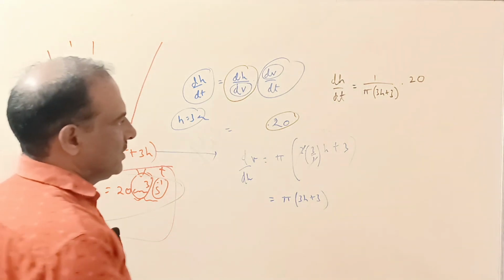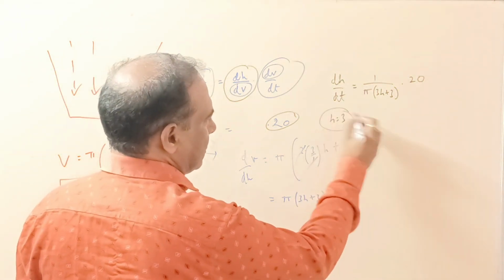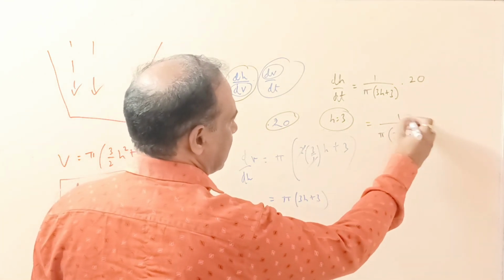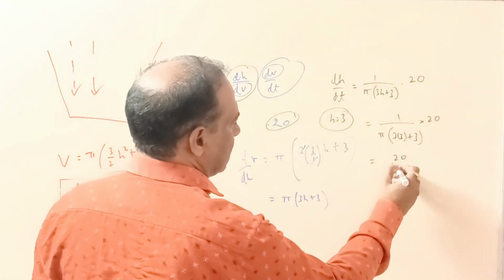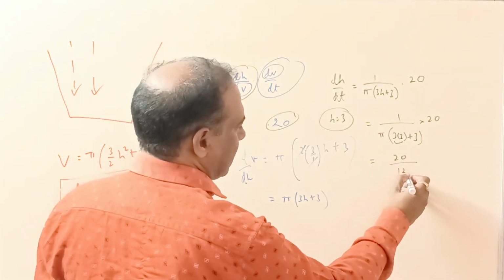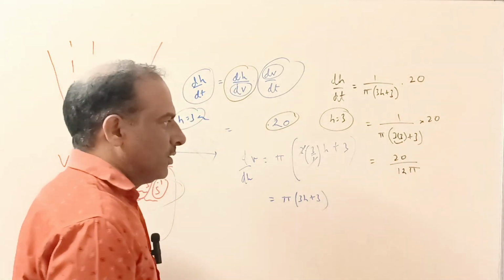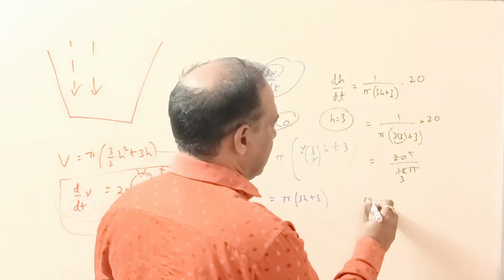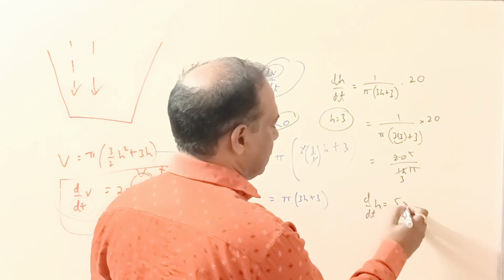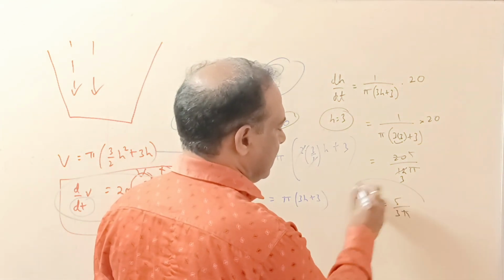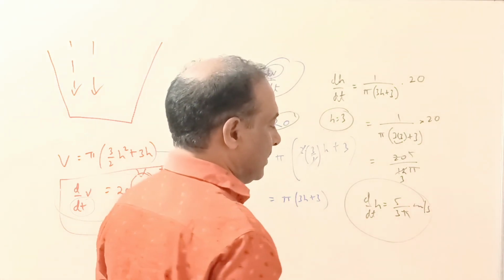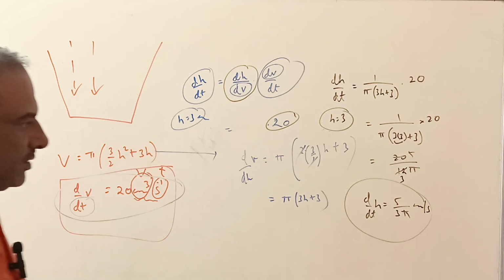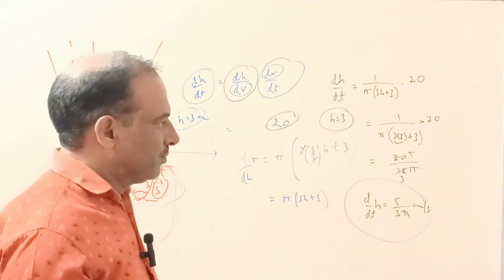Now, if we put h equal to 3, here it will be 1 over pi times 3 times 3 plus 3, times 20. Okay, this will give me 20 over pi times 9 plus 3, 20 over 12 pi. Or furthermore, if we simplify it, it will give me 5 over 3 pi. It means d by dt of h is equal to 5 over 3 pi. This is centimeter per second. It means the height of the water at h equal to 3 is increasing at the rate of 5 over 3 pi centimeters per second.